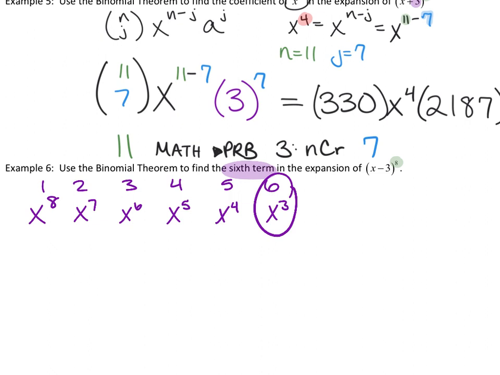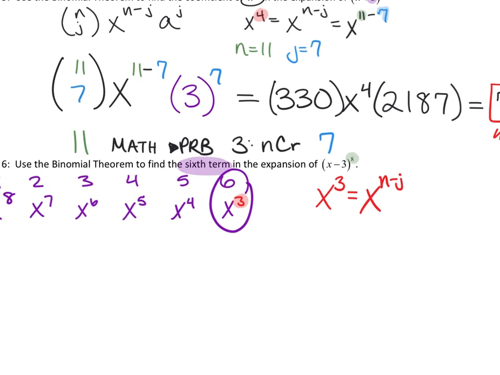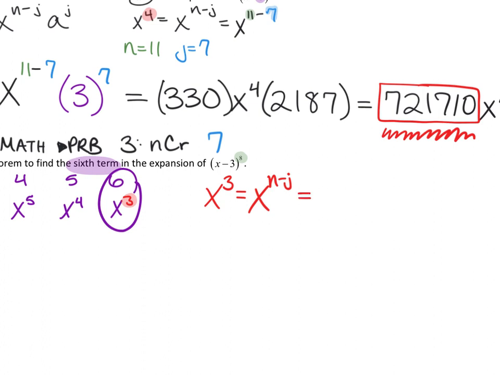Now, we can do this exactly like we did the problem before this. If we know that x to the 3rd power is going to be x to the n minus j, and n is 8, what is j? 5. Where did I get the 8 from, by the way? The original problem, yeah, the exponent of the binomial. So we know that n is equal to 8 and j is equal to 5.